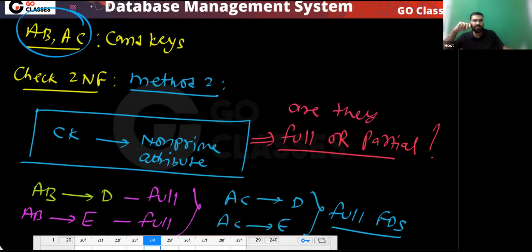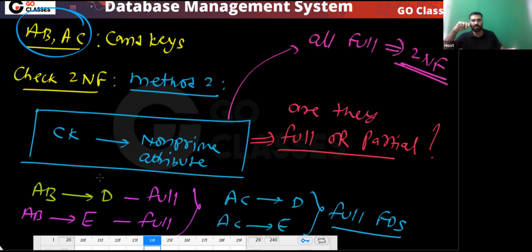Okay. This type of FD, all are full. What it means? All are full. So it means 2NF, right? Yes or no? This type of FDs are full FDs. All of them are full FDs. So I can say your answer will be 2NF. So this relation is in 2NF.